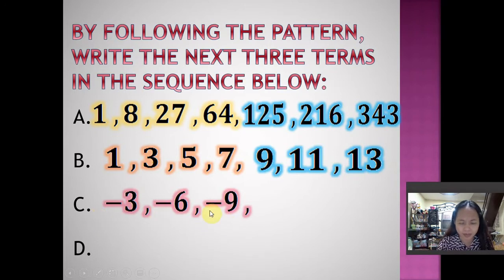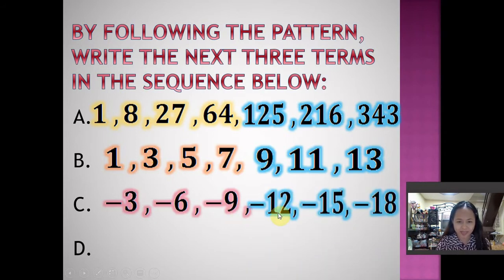What do you think is the rule? Look for the pattern. What happened to negative 3? Or what did we do to negative 3 to get negative 6? And what did we do to negative 6 to get negative 9? So what do you think are the next three terms? It's negative 12, negative 15, and negative 18.